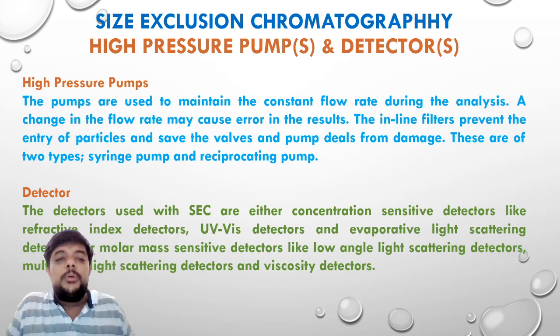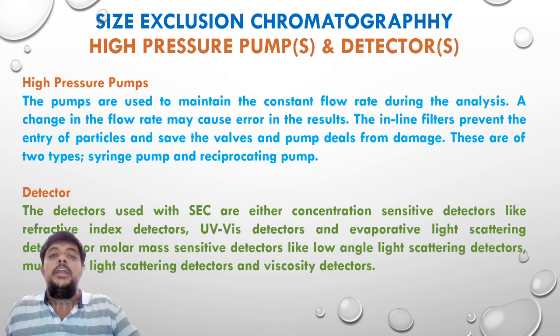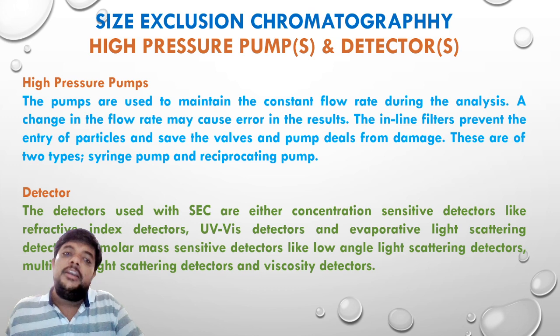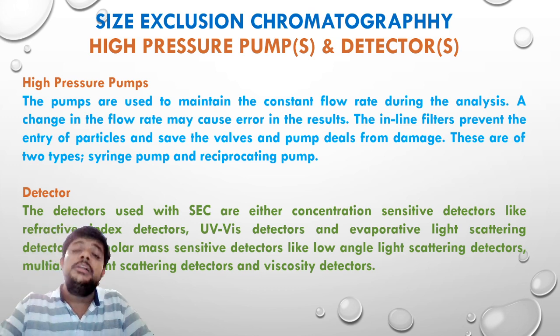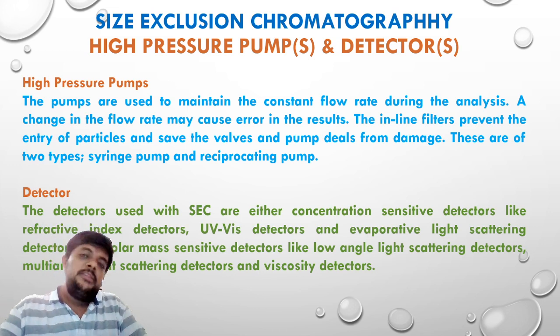Size exclusion chromatography utilizes high pressure pumps and detectors. The pumps are used to maintain a constant flow rate during the analysis. A change in the flow rate may cause error in the result. The inline filters prevent the entry of particles and save the valves and pump from damage. These are the routine things that we have earlier done, so I'm not taking much time on that. But the main theme was size exclusion.